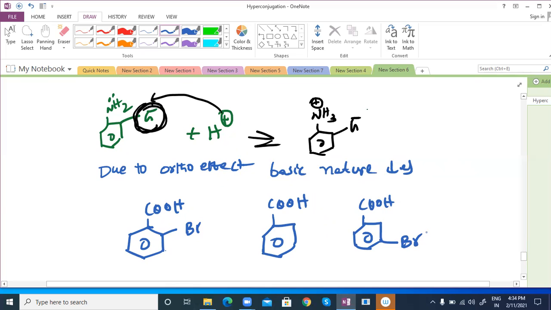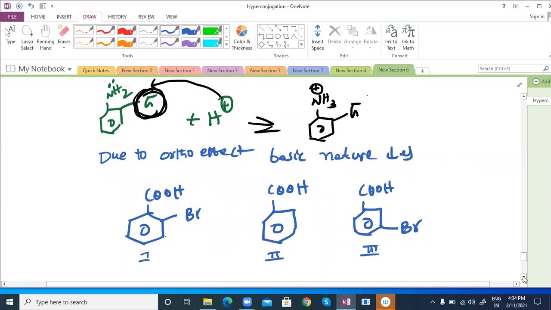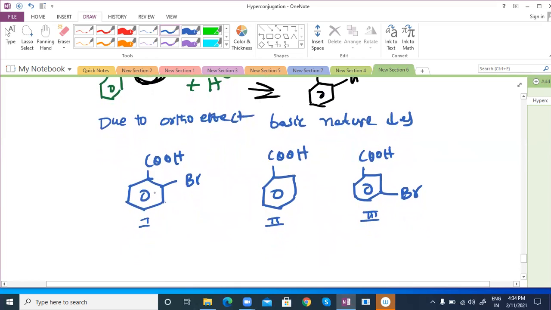This is how to think about it. Which is ortho is more than para, but here I didn't give a para one, just 1, 2, 3. Due to the ortho effect, 1 has more acidic character. Then 3, then 2.